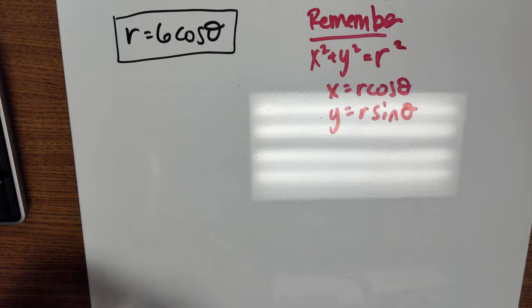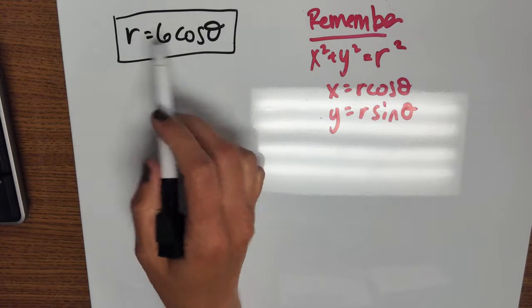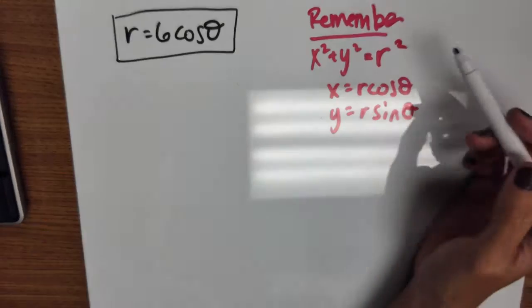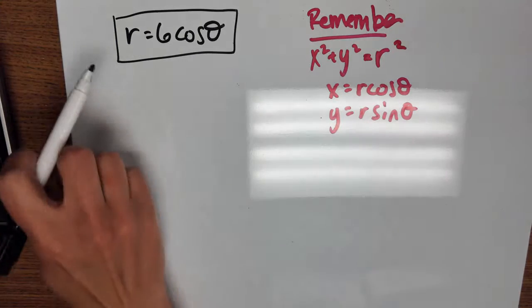Okay, so the goal now is to take a polar equation and turn it into a rectangular one. Basically, that means we need to get the r and the theta into x's and y's. So I put over here a few key pieces that will help. You also have two approaches that you can take.